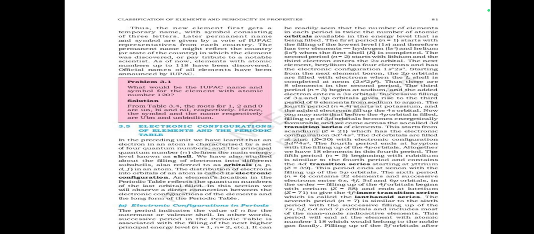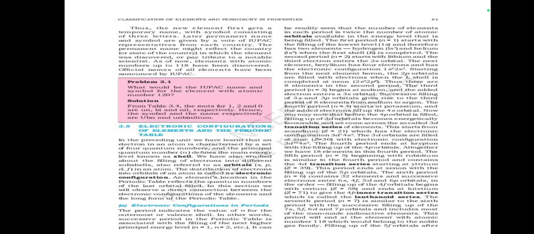Problem 3.1. What would be the IUPAC name and symbol for the element with atomic number 120? Solution from Table 3.4: the roots for 1, 2, and 0 are un, bi, and nil respectively. Hence, the symbol and the name respectively are Ubn and Unbinilium.